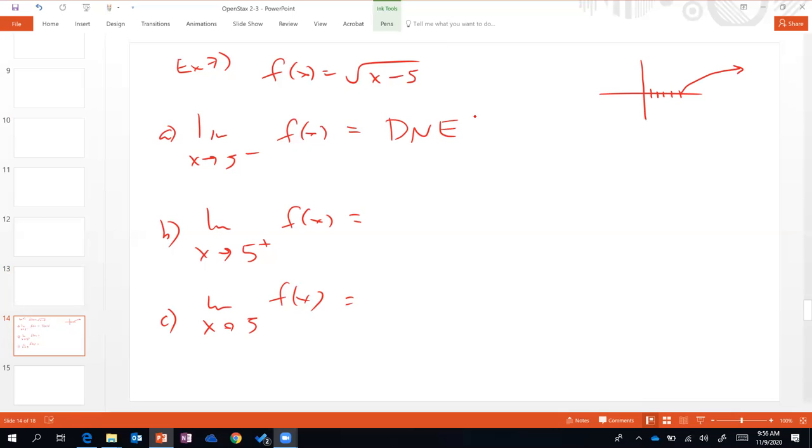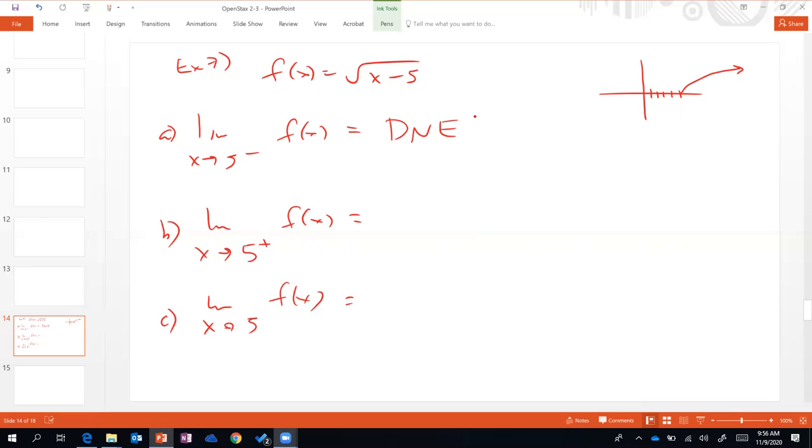Good. It's no number at all, right? Because the domain doesn't even go to the left-hand side. The function itself starts right at 5. So there is no graph at all.